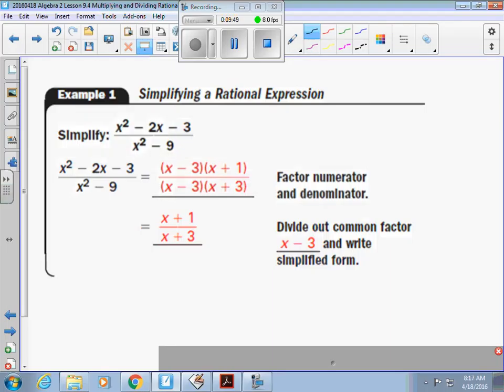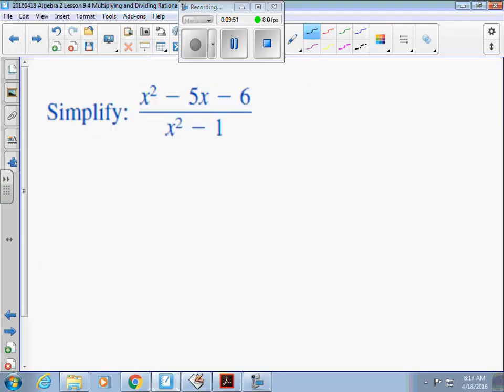In the margin or on the back, do this one. I'm going to do it just like example number 1. X squared minus 5x minus 6 over x squared minus 1. Very simple. It's almost an identical example to number 1. Take about 45 seconds.